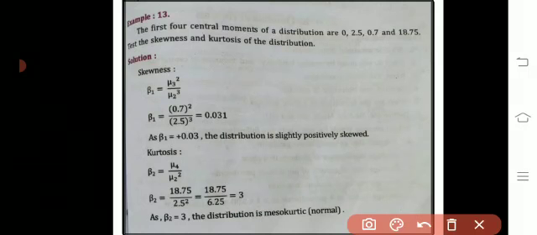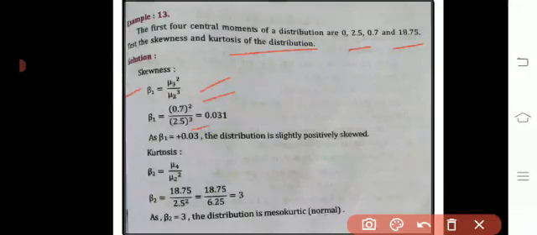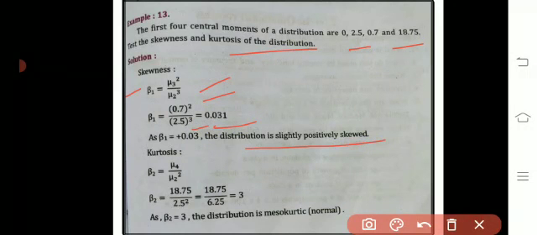Then one more question. The first 4 central moments of a distribution are 0, 2.5, 0.7 and 18.75. Test the skewness and kurtosis of the distribution. First, we know that beta 1 and beta 2 are the measures of skewness and kurtosis respectively. Now beta 1 is mu3 square divided by mu2 cube. Mu3 is 0.7, its square divided by mu2 cube means 2.5 raised to 3. If you simplify, you get 0.031. As beta 1 is positive, that is plus 0.03, the distribution is slightly positively skewed.